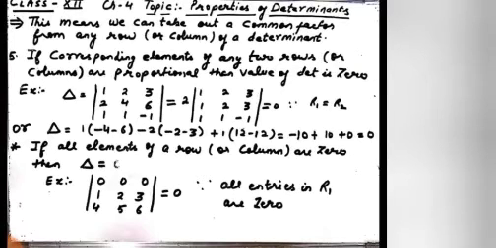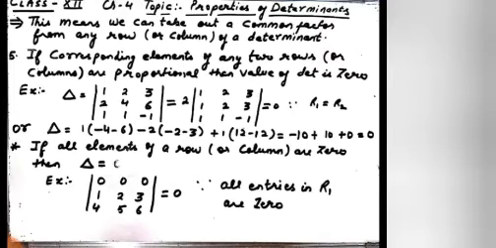Our next property is: if corresponding elements of any two rows are proportional, then the value of the determinant is 0. The same property is also applicable for the columns. If any two columns are proportional, then the value of the determinant is 0.